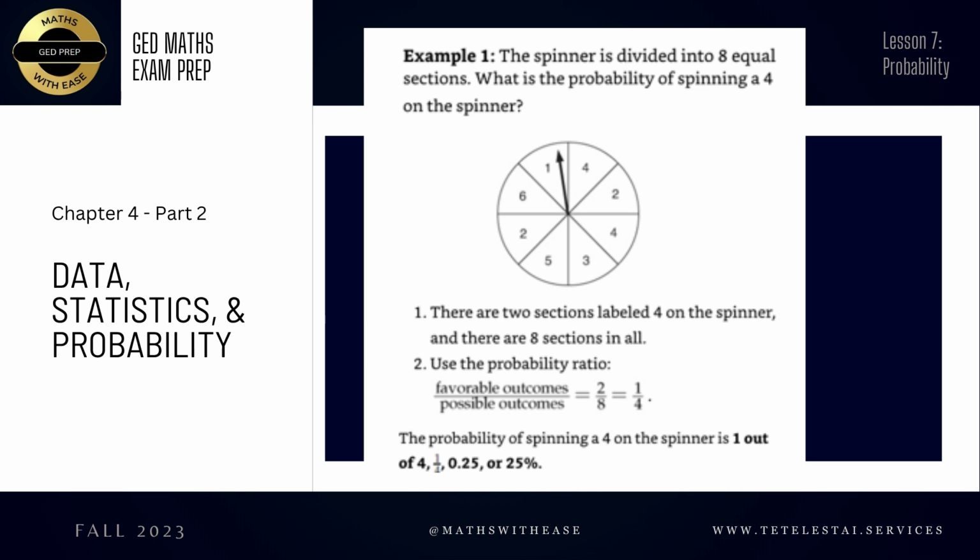So we can answer our question: the probability of spinning a 4 on the spinner is 1 out of 4, or a quarter, which can be written in decimal form as 0.25. The percentage equivalent of that is 25%.